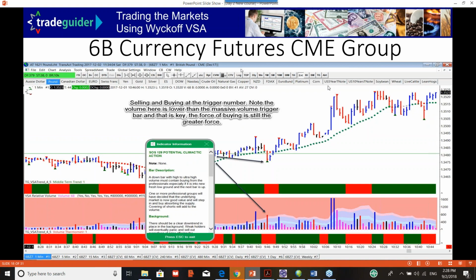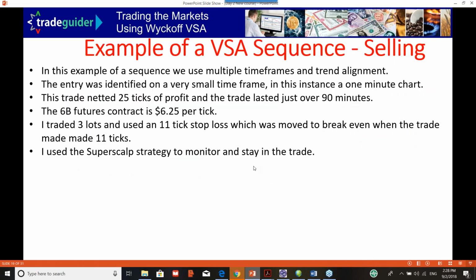And so here we have the climactic action coming in at the trigger number. This is very common. They sell a bit and buy it back. That's how you accumulate a position. You sell just enough, hence you get a red signal, and then buy it back, which is why the indicators are not wrong. That is supply coming in, and there's some buying. Climactic action is exactly what we saw in crude oil.